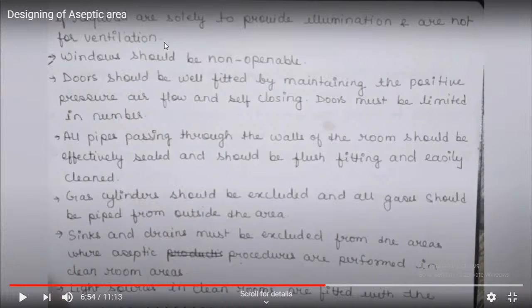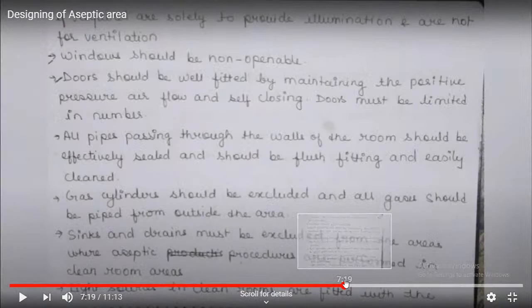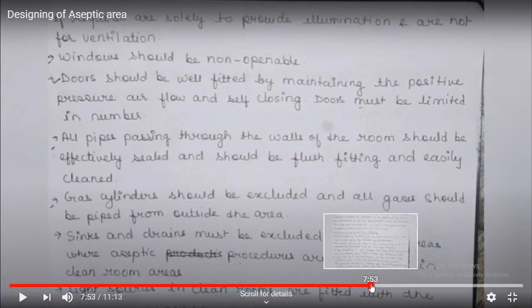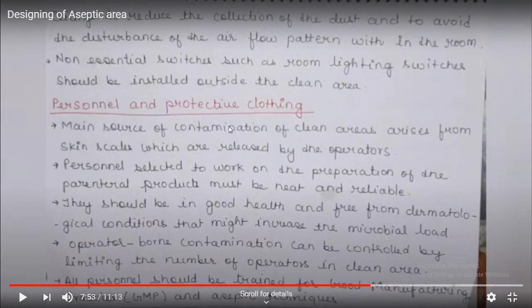All pipes passing through the walls and rooms should be effectively sealed, flush fitting and easily cleaned. Gas cylinders are excluded and all gases should be piped from outside the area. Sinks and drains must be excluded from the area of aseptic procedure. Next, non-essential switches such as room lighting switches should be installed outside the clean area.